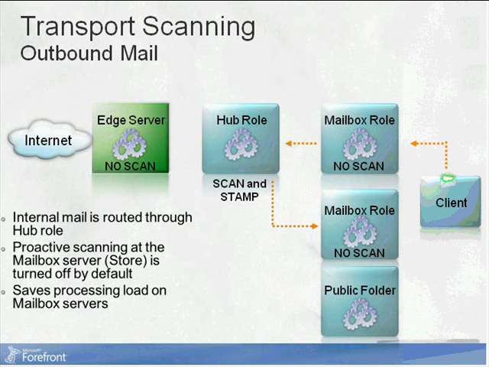So by default, outbound mail is not scanned at the mailbox server role, but in transit at the Hub Transport server role. If an Edge Transport server is deployed in the Exchange organization, the mail is not scanned at the Edge Transport server because it has already been scanned at the Hub Transport server. For internal messaging, mail is scanned at the Hub Transport server as it is routed internally. By default, the mail is not scanned at the mailbox server where it originated, nor is it scanned at the destination mailbox server. See how it works for the outbound mail.